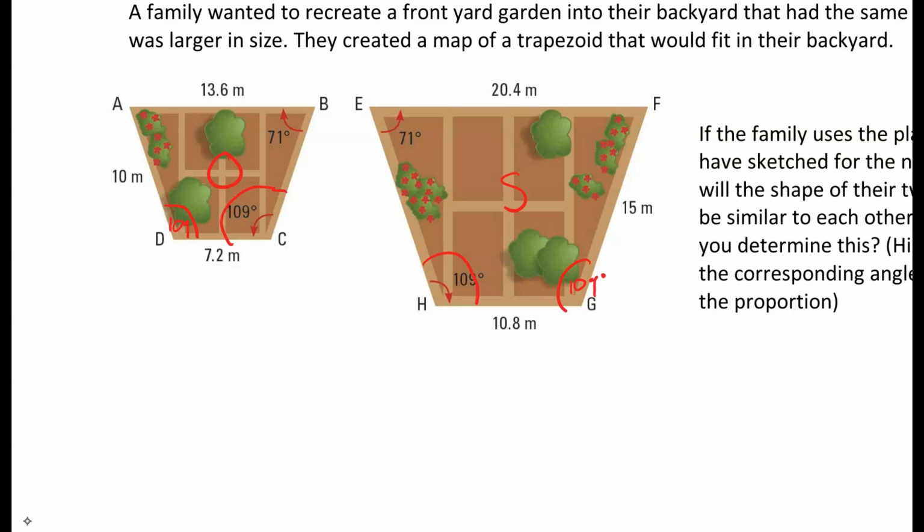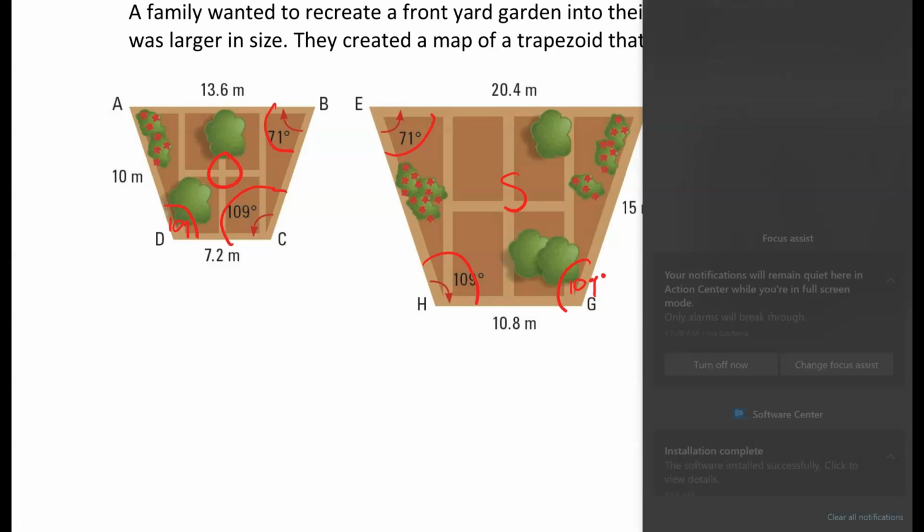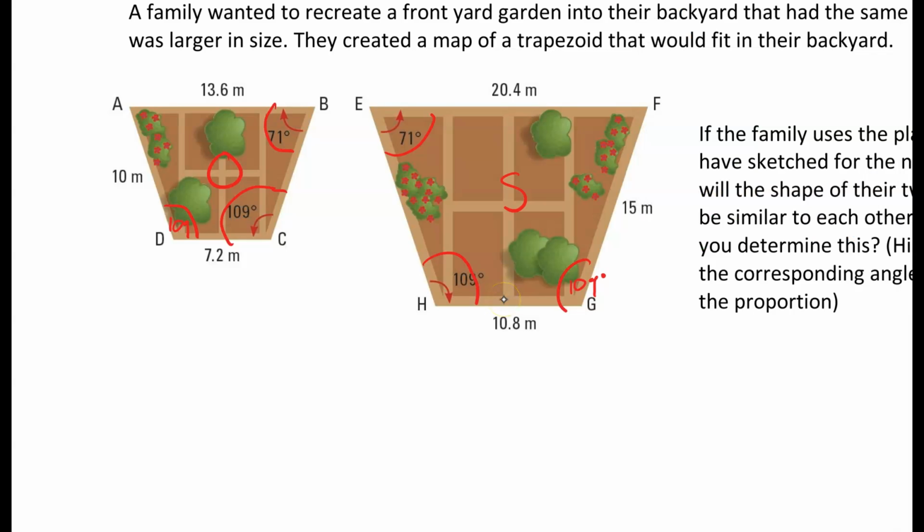We have 71 at the top and 71 here, which would be corresponding. So we'd have a 71 here. Let's do a different color. 71 here, and that matches with the 71 over here. So our angles are all corresponding, which is a perfect start to know that these are drawn correctly.